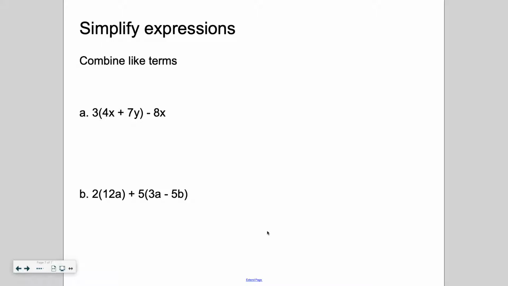What about 5x squared and 5x? Are those like terms? No. A like term means you have the same base with the same exponent. So meaning, like, if I have an x, that's my base. So an x squared and an x are not like terms because they don't have the same exponent. You cannot combine an x squared with an x. Okay, you can't combine a y with an x.